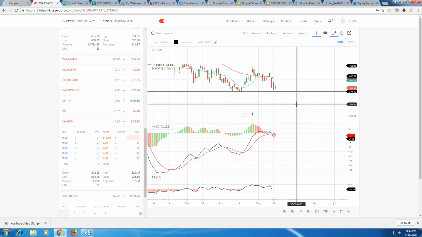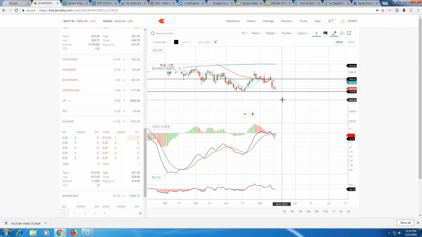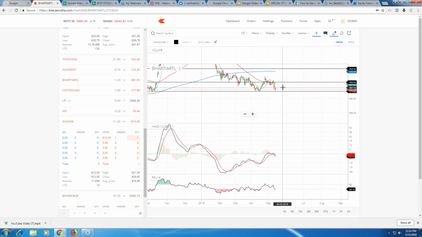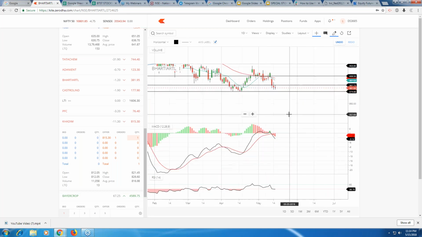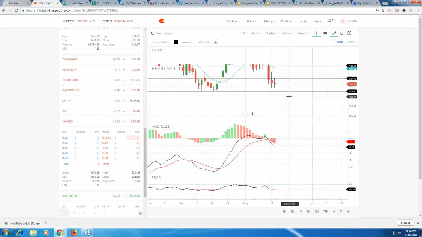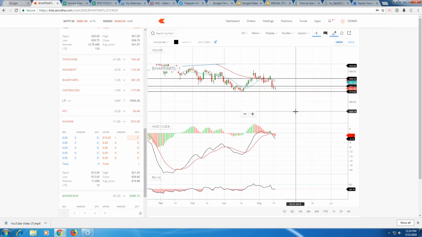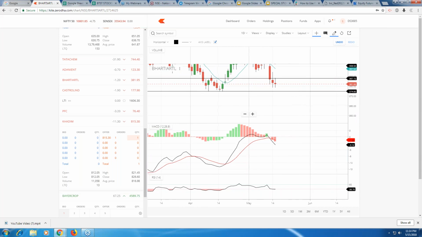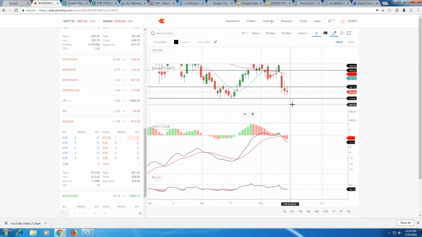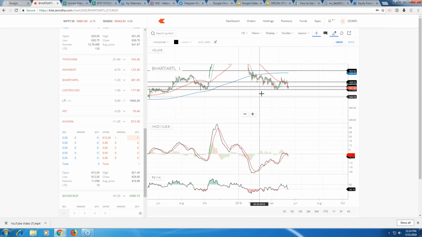This could be a target. And if this support is broken, then you can see there was another target here. From the previous supports, we had one target at 387, from 400 to 387, and the next target that we have is 374. If it breaks that support, it may further go down, and then its next target will be 362.